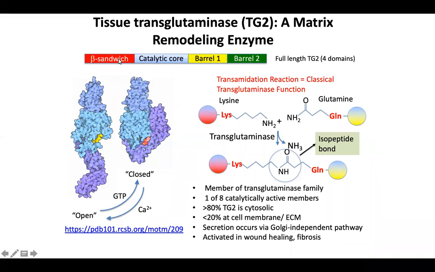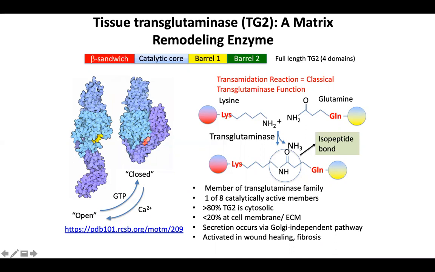So this enzyme is composed of 4 domains, and it has a complex biochemistry, but at this portion of the talk, it will suffice to look at its 2 conformations. This on the left is the open conformation, and on the right is the closed conformation. Binding to GTP, shown here in red, facilitates the change to the closed conformation. So dissociation of GTP and calcium binding forces it to the open conformation.